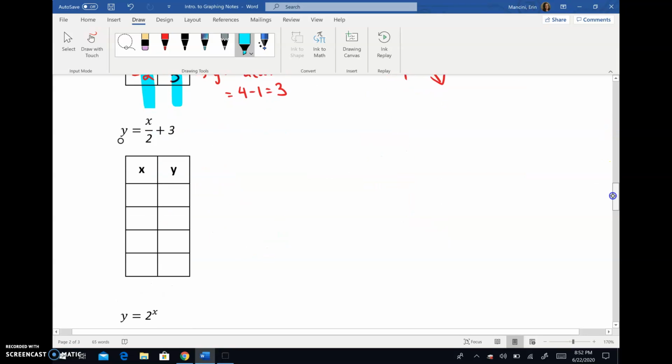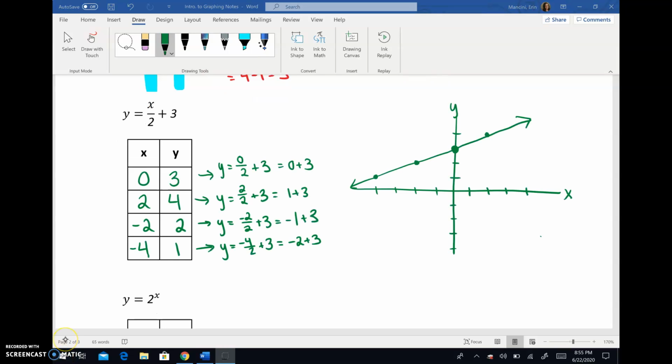I'm going to have you make your own table and plot it on this next one. So pause the video, and I'm going to come back with the answer. No cheating. Okay, if done correctly, your line should look something like this. You may have picked slightly similar x values to plug in. Maybe you picked the same ones, but here's my work for them.